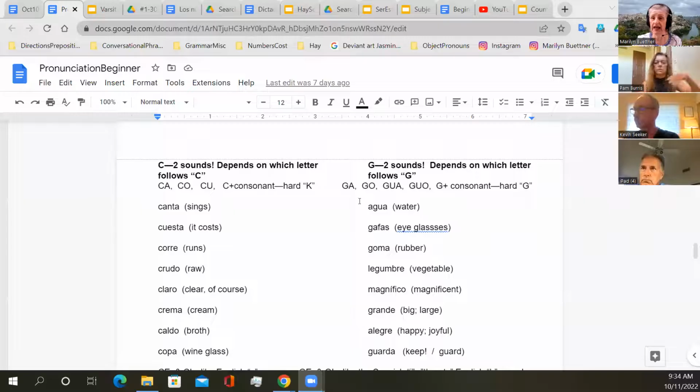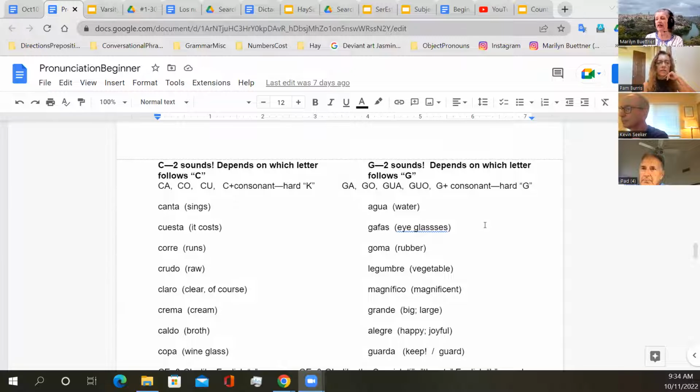Okay. Vamos a empezar con la letra G. We're going to begin with the letter G. And I will bring this up on our share screen. La letra G. G. It sounds like, hey, you. G. Gets a little more throat action here.